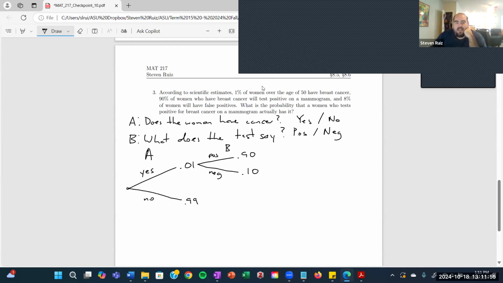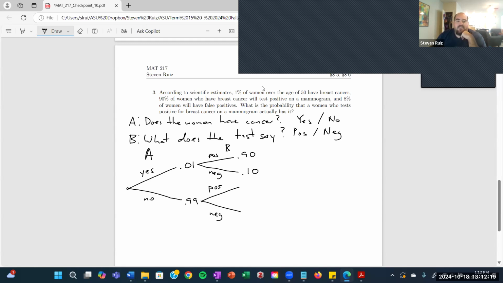Okay, and these are conditional probabilities, and what I mean by conditional is the probability of the mammogram being positive has very much to do with whether the woman actually has cancer. And that's kind of what this tree diagram is going to show.